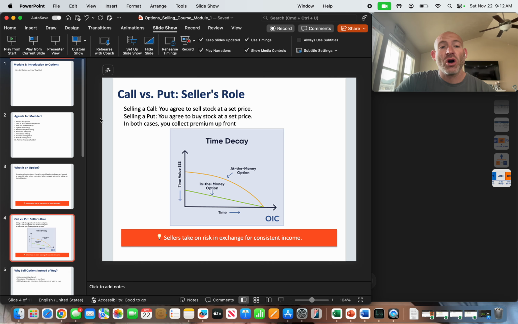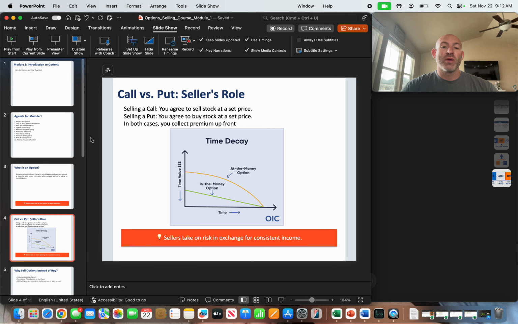So, call versus put, the seller's role. Selling a call, you agree to sell stock at a price. Let's say it's stock that you own or you've been assigned and you are generating premium off that stock, kind of like a rental home. You're selling a call against the underlying shares that you own. It's the exact same process I just described, but in reverse. You own the stock. You're saying, if this stock that I own is at this price by this date, I will sell it to you. And the person on the other end of that contract pays you that premium for doing that.